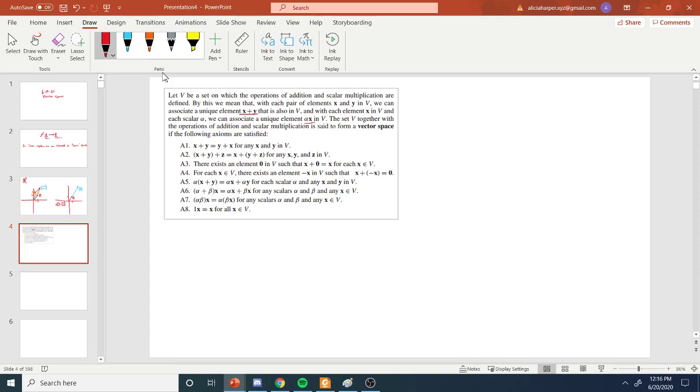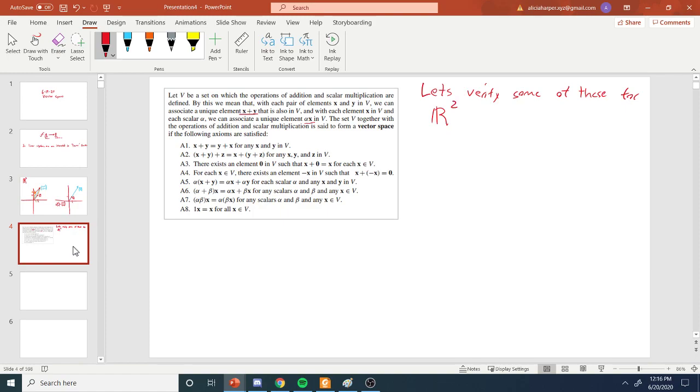So this is an abstraction of properties that we already have in R2. But why don't we verify some of these for R2?